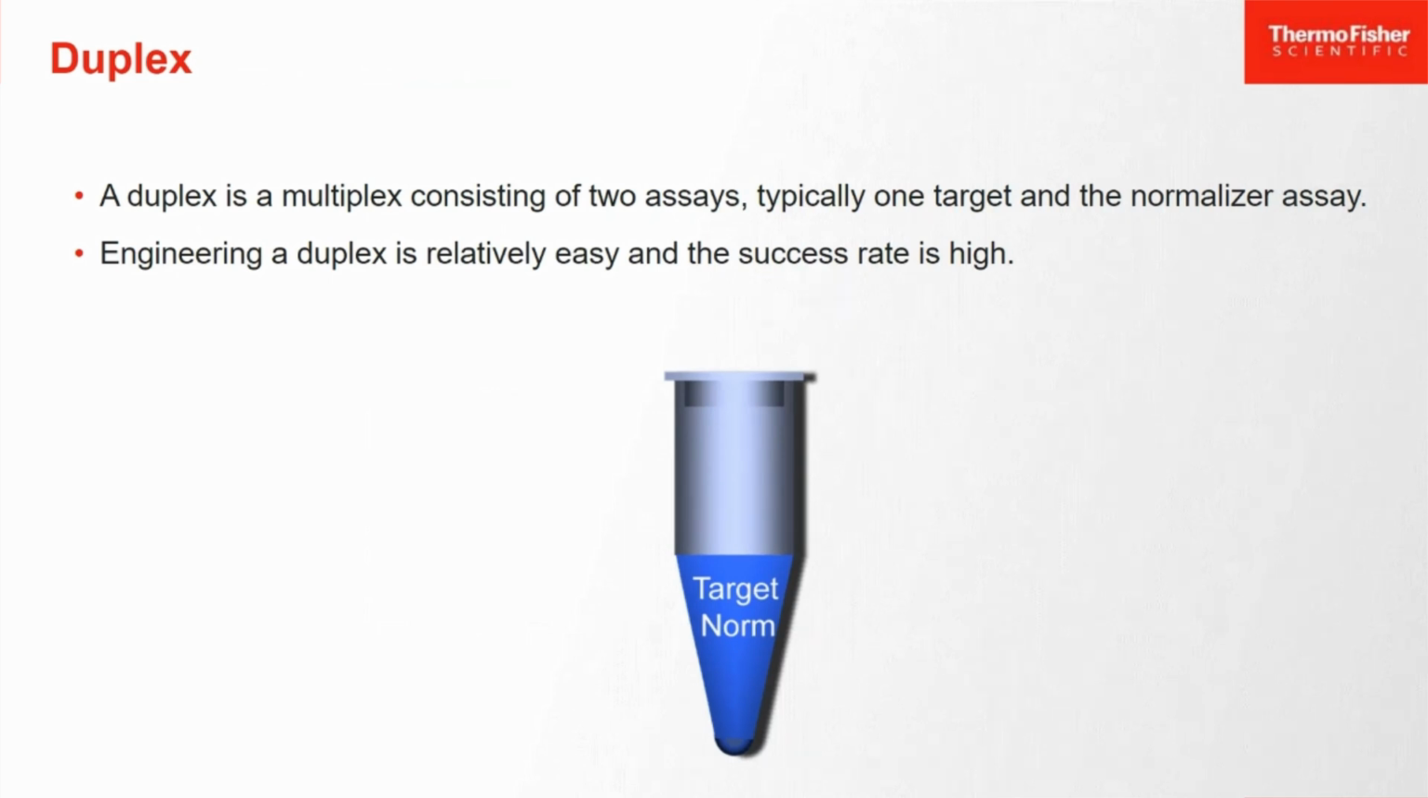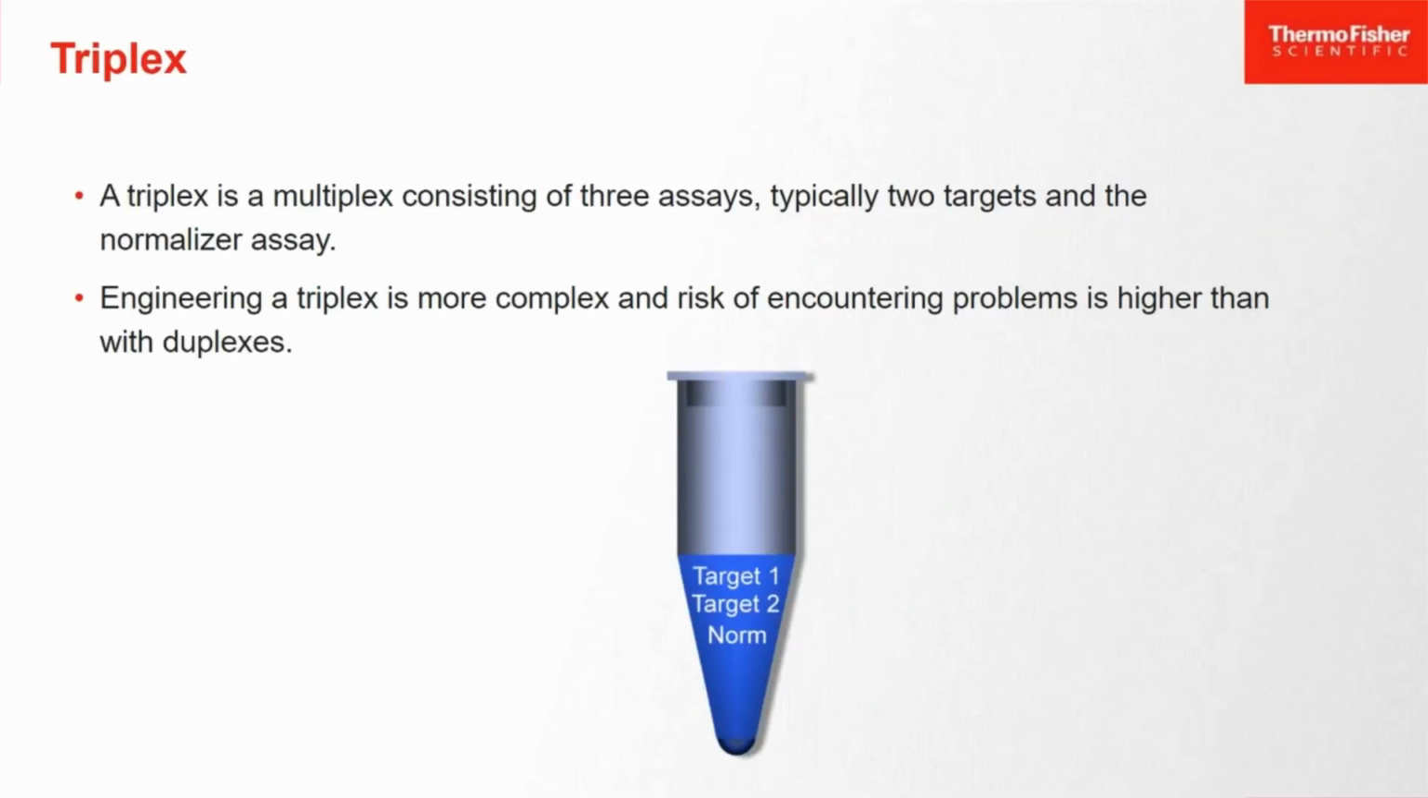The simplest multiplex is a duplex, where we have two assays, typically one target and one normalizer. Engineering a duplex is relatively easy and the success rate is high. We get a little more complicated with a triplex. This is a multiplex consisting of three assays, typically two targets and the normalizer assay. Engineering a triplex is more complicated than a duplex, and there's a growing risk of encountering problems.